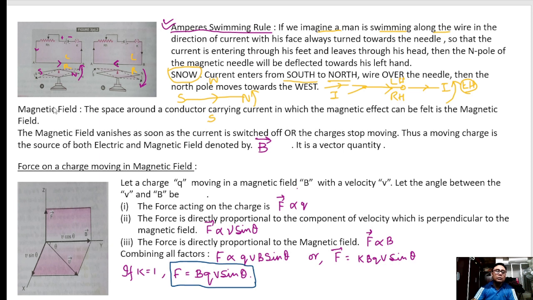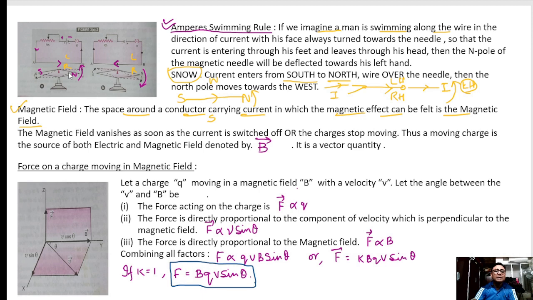So this is the snow rule. Now, magnetic field. What is magnetic field? The space around a conductor carrying current in which magnetic effect can be felt is called magnetic field. That means, why is this needle moving? Because there is a magnetic field surrounding the current along the wire.